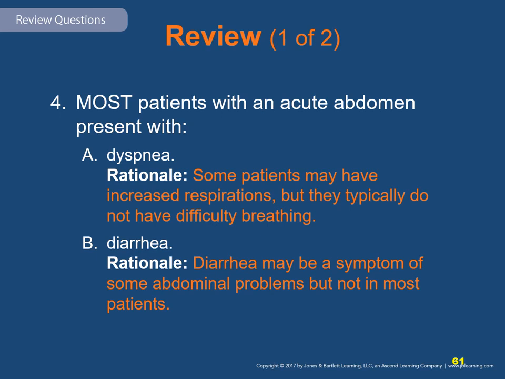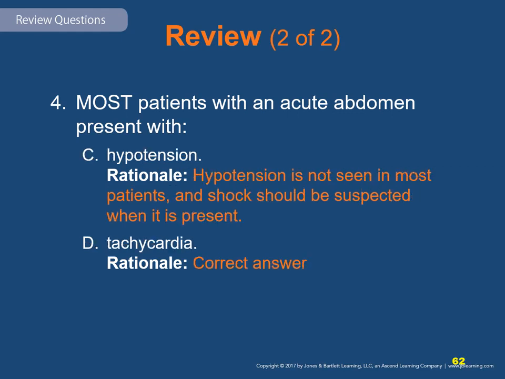Number four, let's review the incorrect answers. Most patients with an acute abdomen present with dyspnea. While some patients may have increased respirations, they typically do not have difficulty breathing. So dyspnea is incorrect. Diarrhea. Diarrhea may be a symptom of some abdominal problems, but not in most patients. Hypotension. Hypotension is not seen in most patients, and shock should be suspected when hypotension is present. Tachycardia is the correct answer.